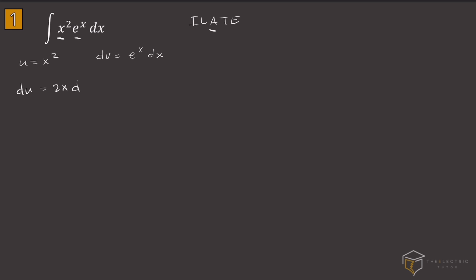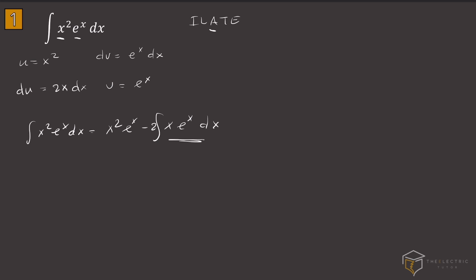du is going to be 2x dx, and v is going to be just e to the x. Remember, you don't need to put a plus c here, it's not necessary at the moment. Let's rewrite the integral. This is going to give me u times v, so x squared e to the x minus the integral of 2 times x e to the x dx. Now we've made some progress because now it looks simpler.